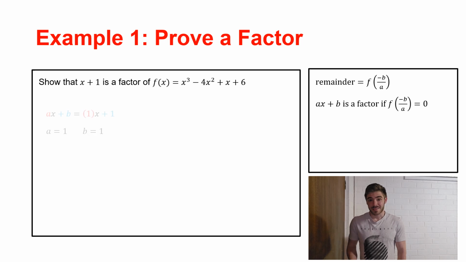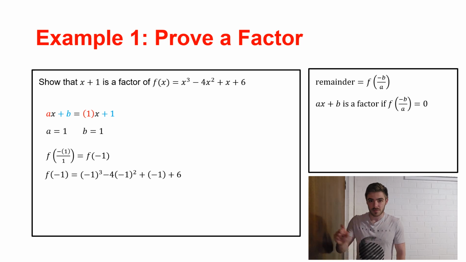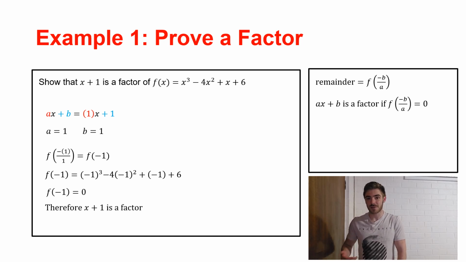So we have to know what a and b is, which in this case, both of those terms are just going to be 1. We're then going to sub that into the remainder theorem and then just simplify the result. If we get 0 at the end, then we know that it is a factor. And sure enough, we did get 0, hence we can say that x plus 1 is a factor of that polynomial.